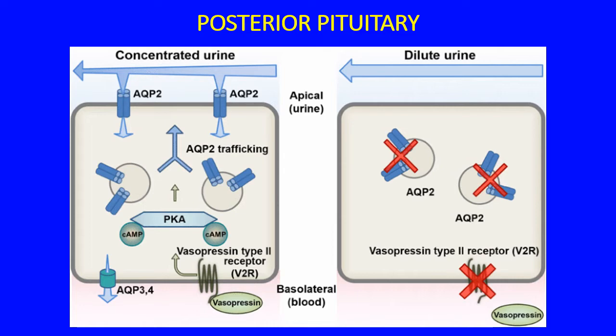Well, let's take a look at this from another perspective. I don't have vasopressin here. I don't have the V2R, the vasopressin type 2 receptor, being bound to, so there's no phosphorylation. There's no trafficking of AQP2 into this side of the membrane. So what happens is you have a much more dilute urine passing through.